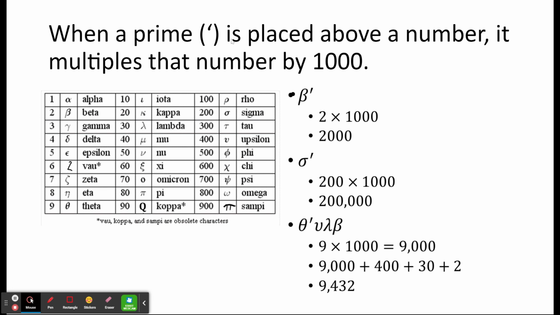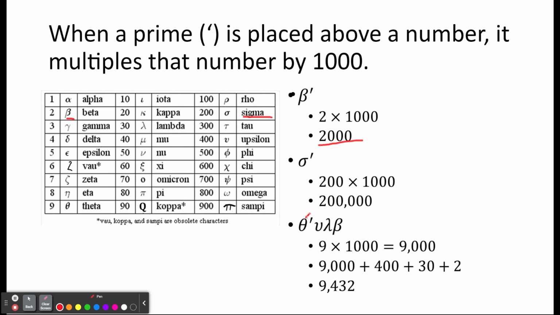When you throw a prime down, it's placed above a number, it multiplies that number by 1,000. I know, it just gets more and more exciting. So this one here, you have beta, which is 2, but then the little prime here makes it 2,000. You have this omega here, I think it is. Is that right? No. Where is this symbol? Oh, there it is. Sorry, sigma. Sigma prime is 200 times 1,000, 200,000.